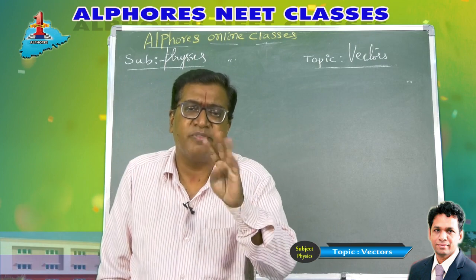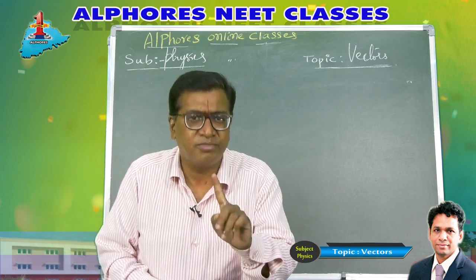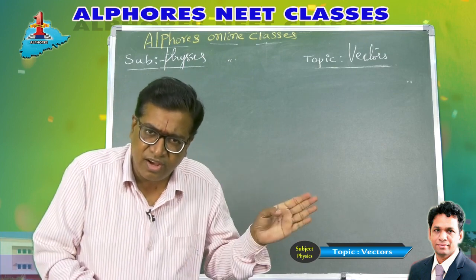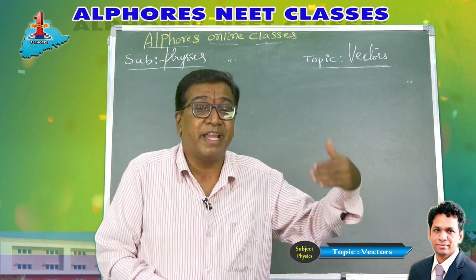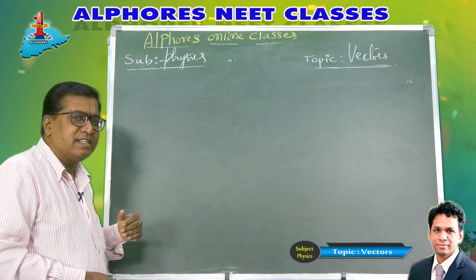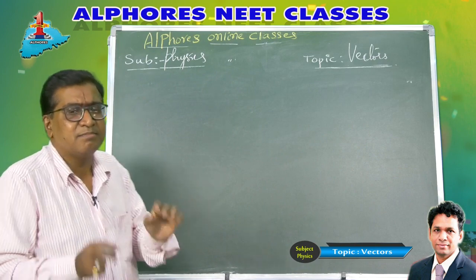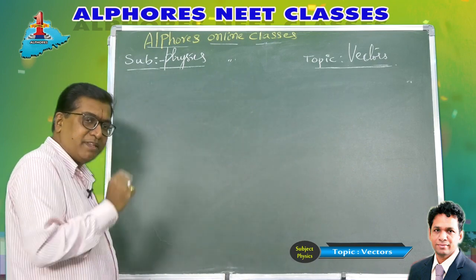Parallelogram law is not for four vectors. It's not for the resultant of four vectors. It is a resultant of two vectors only. Triangle law is for the resultant of two vectors by a graph, by a diagram. And the parallelogram law is the resultant of the same two vectors by a mathematical formula, the analytical method.